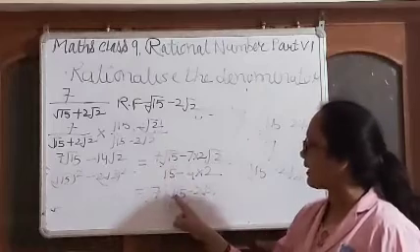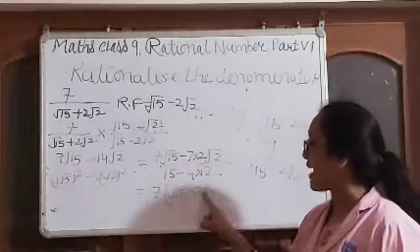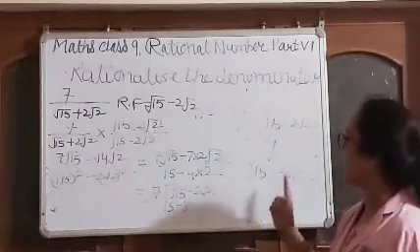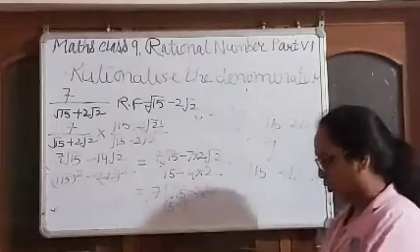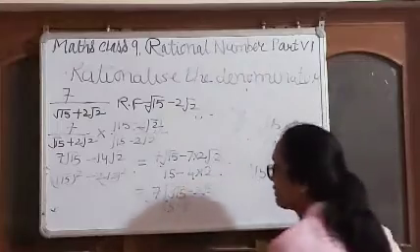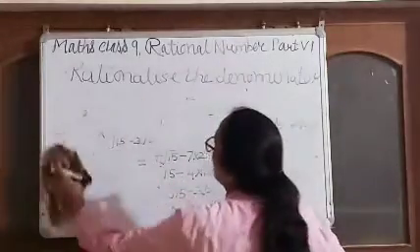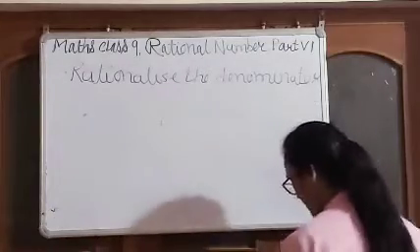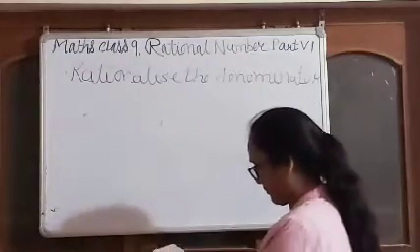So what is left here? Root 15. And what is left here? Minus 2 root 2. So 7 cancel. So our answer is root 15 minus 2 root 2. Only one more question we will do, then we will finish our chapter.